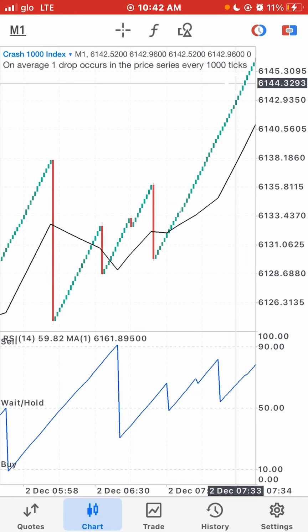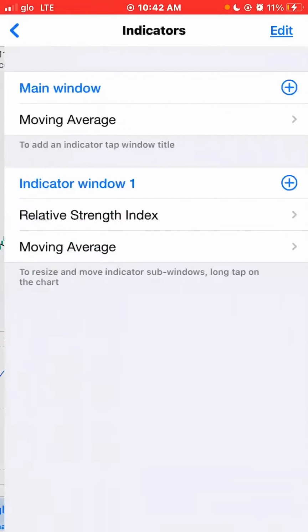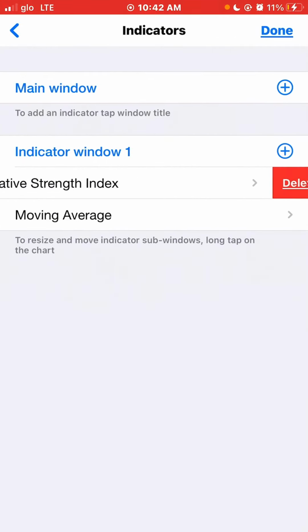So how do you set up your charts? After I finish showing you how to set up your chart, I'm going to show you how to catch long trades using the 30-minute time frame. So how do you set up your indicators? Let me just delete everything, so we'll do it together.